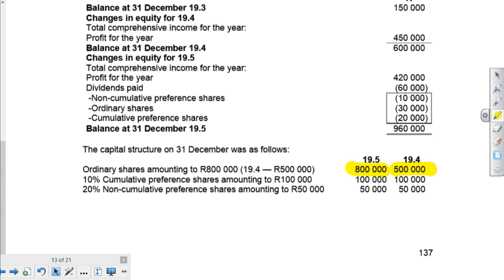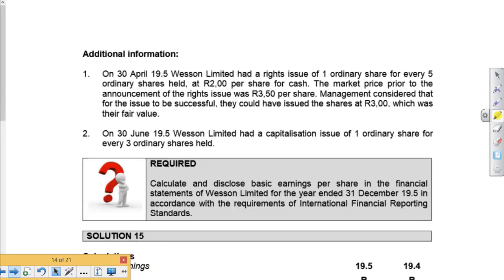So I'm going to start with 500, and then there's something going to happen that's going to make me move to 800. Let's see what that thing is. I presume it's just the rights issue. On the 30th of April, they had a rights issue, 1 for every 5 at 2 Rand a share. The market price prior to the announcement of the rights issue was 3.50 Rand a share. Management considered that for the issue to be successful, they would have issued at 3 Rand, which is fair value.